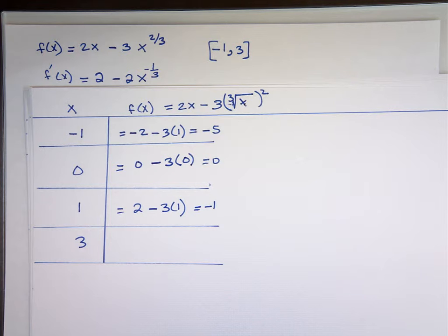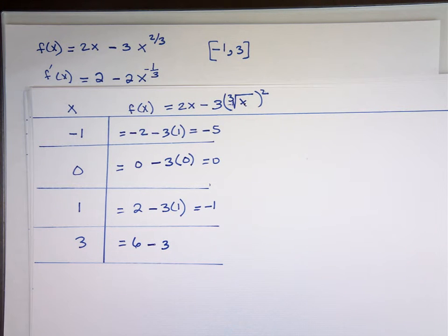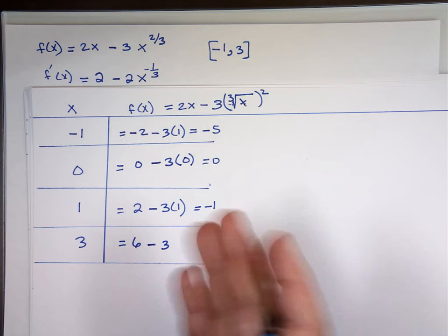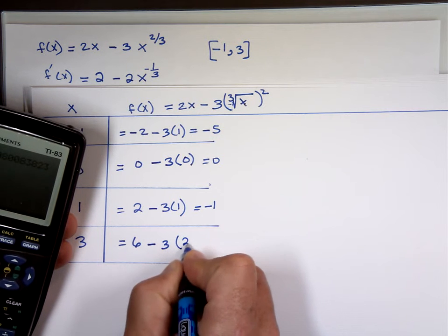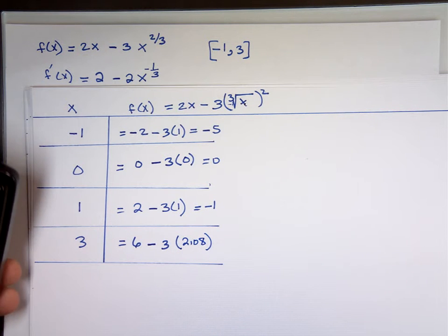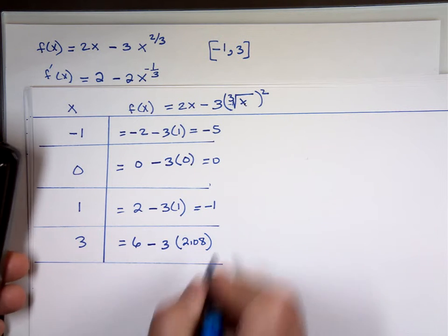And the last one, when x is 3, that's 2 times 3, which is 6, minus 3 times. What is x to the 2/3? What is 3 to the 2/3? You can write on your calculator 3 to the 2/3. Make sure you put these in parentheses, 2/3. I get 2.08. The answer is negative 0.24.